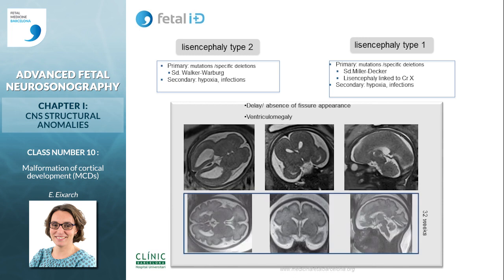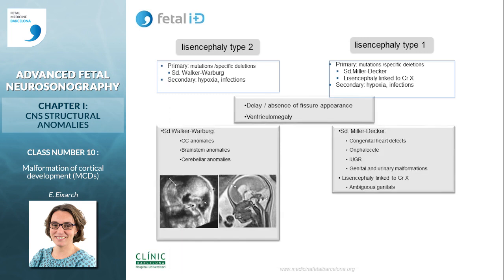MRI can be useful as well. On the bottom, you can see the normal images corresponding to 32 weeks, and these are the images seen in our fetus with 32 weeks. There is an evident difference in the cortical pattern. The ultrasound can also help us identify the type of lissencephaly.